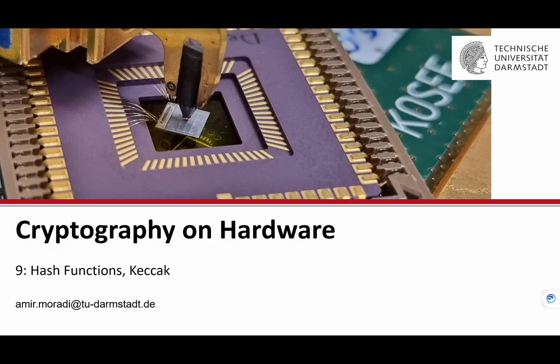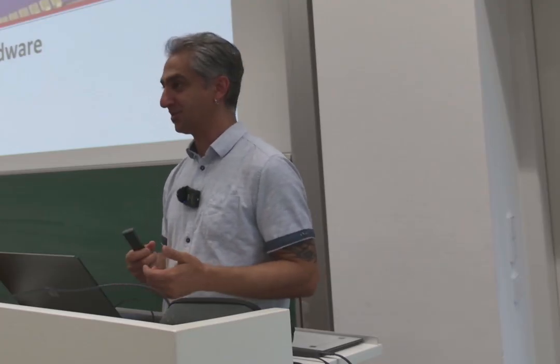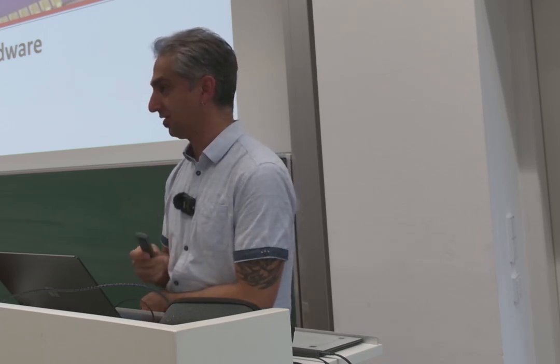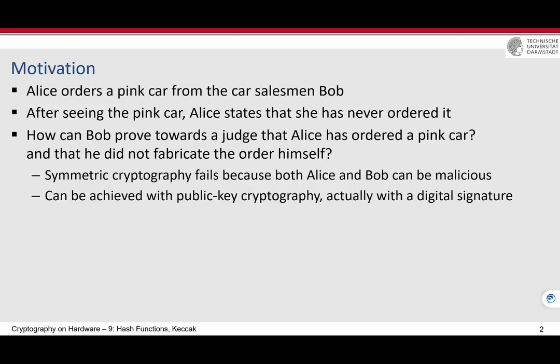Here we move forward and we leave the symmetric cryptography. And now today we see the hash functions, and particularly we concentrate on Keccak. What is the motivation for the hash functions?